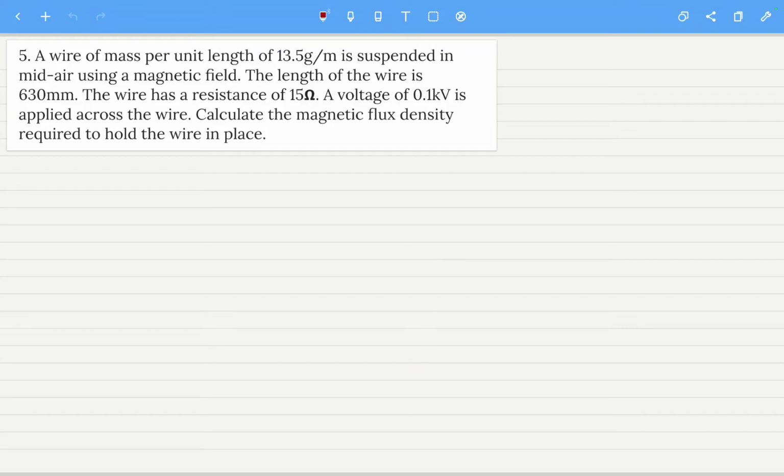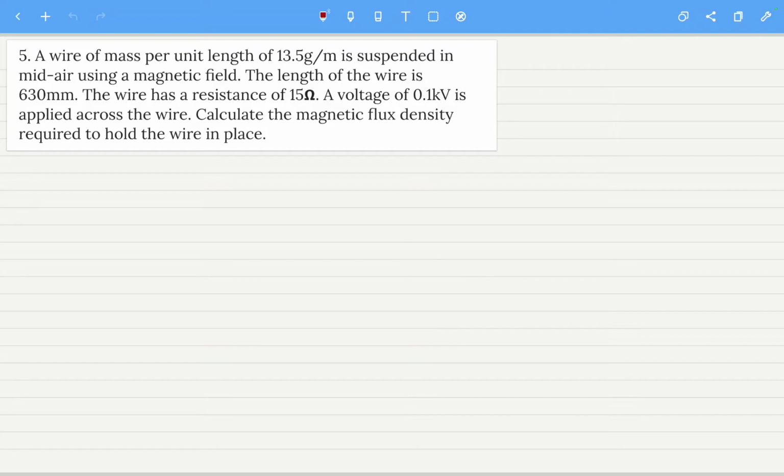A wire of mass per unit length of 13.5 grams per meter. So that means that a 1 meter length of this wire is 13.5 grams. If you had a 2 meter length, you'd double it to 27 grams. It's suspended in midair using a magnetic field. The length of the wire is 630 millimeters. The wire has a resistance of 15 ohms. A voltage of 0.1 kilovolts is applied across the wire. Calculate the magnetic flux density required to hold the wire in place.